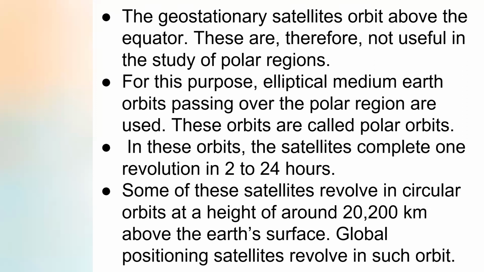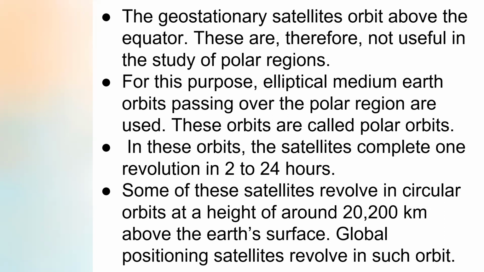No, right? So for this purpose, what should the shape of the orbit be? It should be elliptical, so that we can focus on the polar region of the Earth. For this purpose, elliptical medium Earth orbits passing over the polar regions are used. These orbits are called polar orbits. In these orbits, the satellite completes one revolution in 2 to 24 hours.